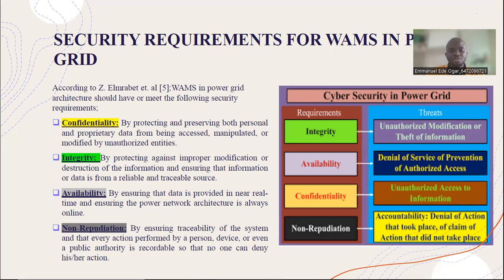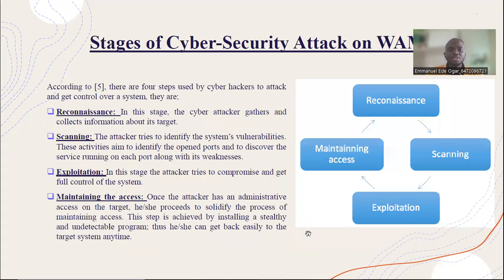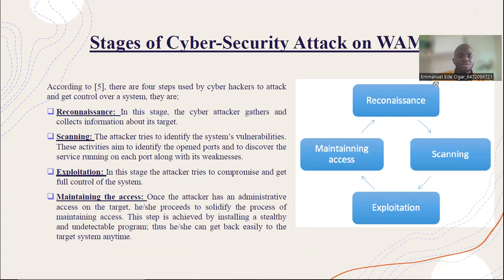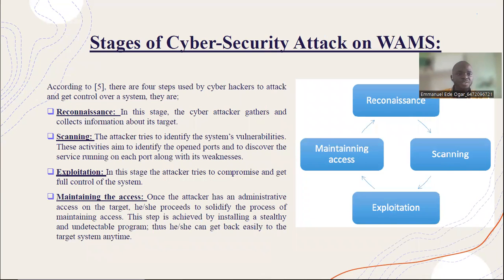The last one is non-repudiation. By non-repudiation, it means allowing system traceability. That means every action can always be traced to the points of contact and from where, so that no one can deny his or her action. So, stages of cybersecurity attacks in WAMS. There are 5 steps that are usually used by cyber attackers to attack and gain control over smart grids.